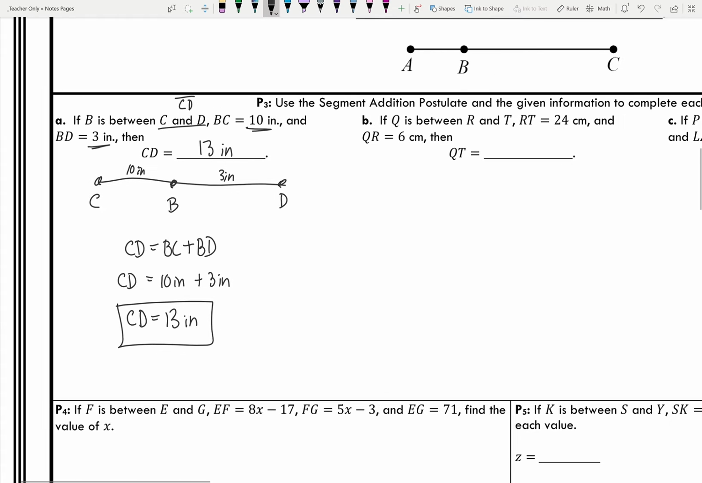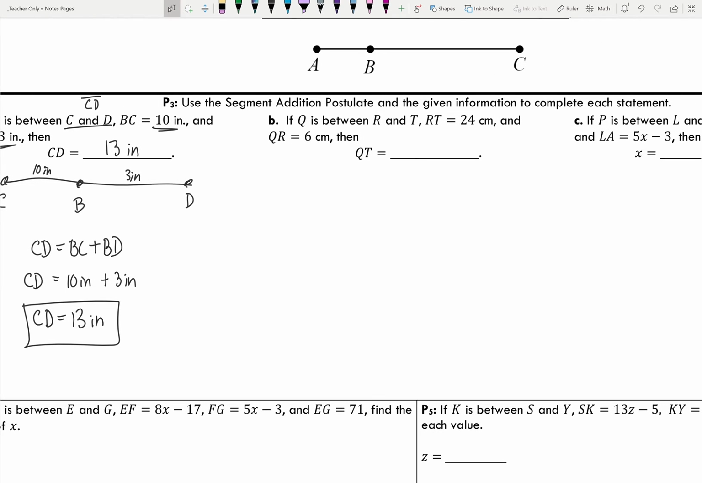Okay, next, part B. If Q is between R and T, RT is equal to 24 centimeters and QR is equal to 6 centimeters, then what is QT? So Q is between R and T, draw the segments. Alright, just like that. RT, which is the entire segment, the length of RT is equal to 24 centimeters. And then QR is 6 centimeters. What we're trying to find is QT. I don't know it, so when I have it in my segment addition postulate, I'll just leave it as QT.